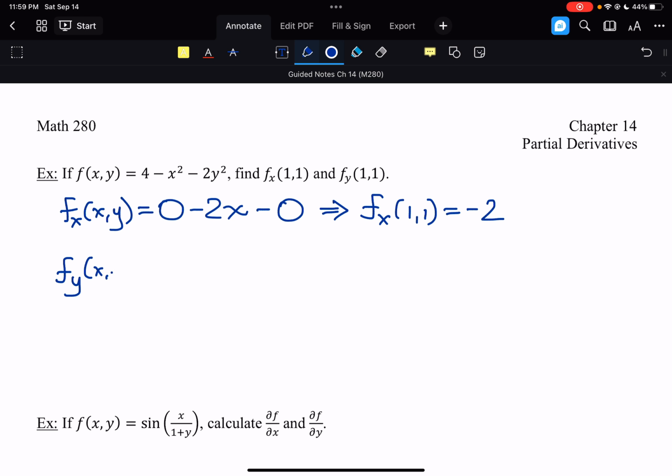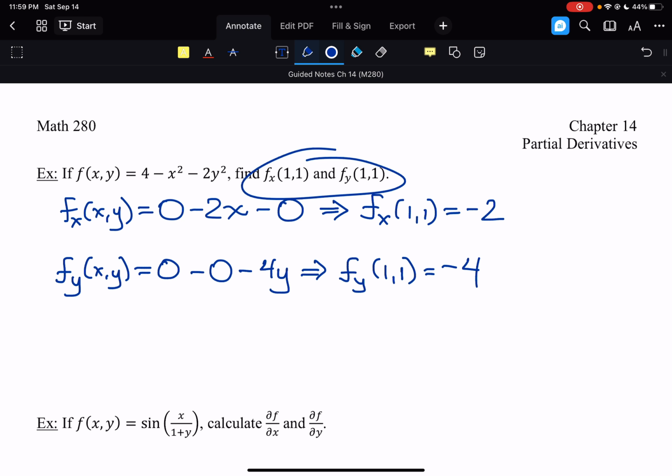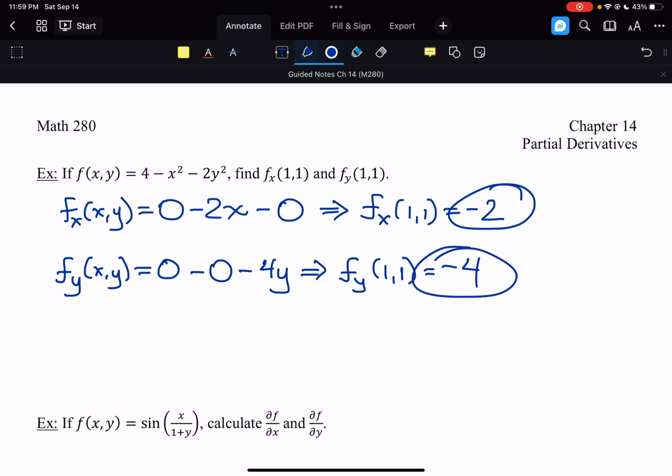fy of x, y: 0 minus 0 minus 4y. Again, constant. So we get fy of (1, 1). Sub that in, we get negative 4. So again, if we find this function, locate the point (1, 1) on it, the slope in the x direction is negative 2, the slope in the y direction is negative 4.